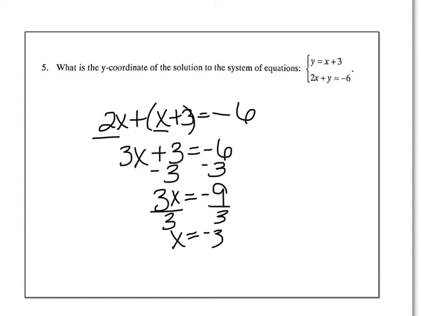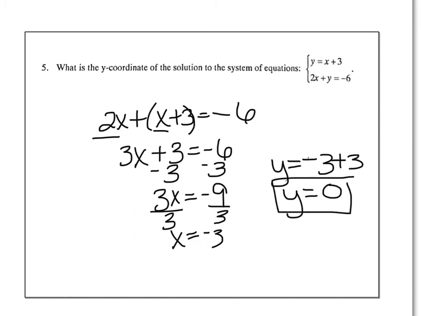Now that's great, but that's not part of my answer because my answer said what's the y coordinate. So now I go back up to either equation. I'm going to choose the top one here. And I'm going to say y. Sorry, that's a really bad y. Y is equal to negative 3 plus 3, which means y is 0, and that's my answer, because that's the y coordinate.